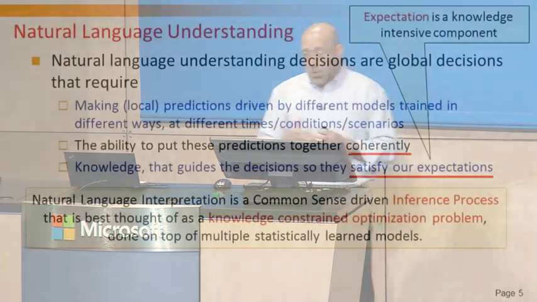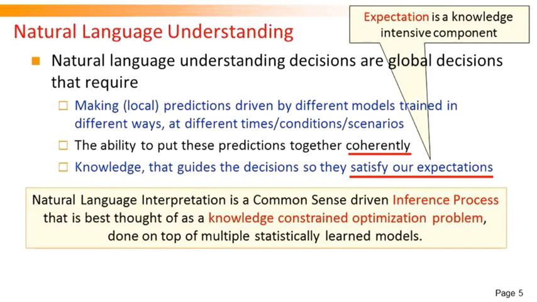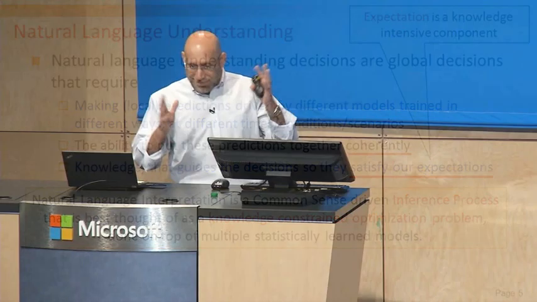So I'm going to focus here on coherency and satisfying expectations as my running definition of what I mean by common sense. Developing these expectations and developing models that can satisfy expectations is what I want to think about as common sense. So the thesis I'm going to develop in the next 10 minutes or so, 10 years too, is that natural language interpretation is a common sense driven inference process that is best thought of as a knowledge constrained optimization problem. And this has to be done on top of multiple statistically learned models.